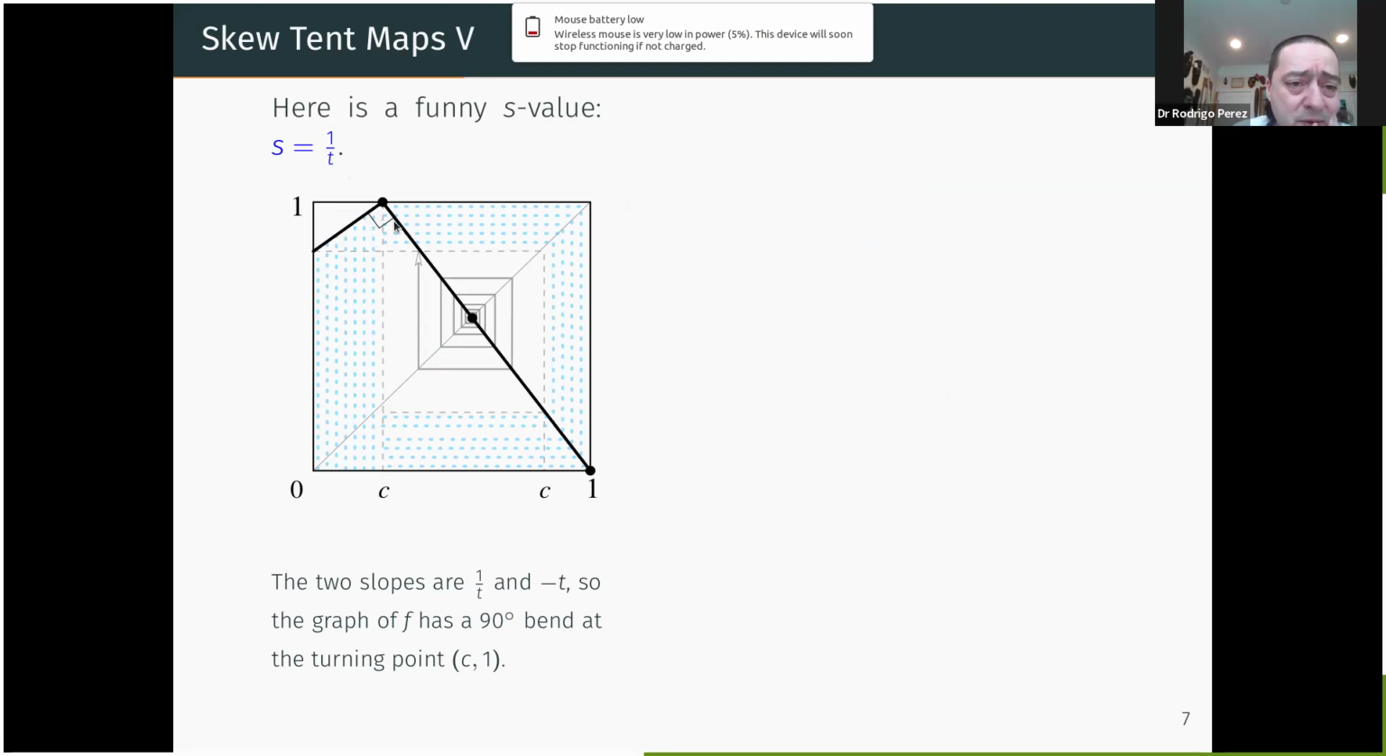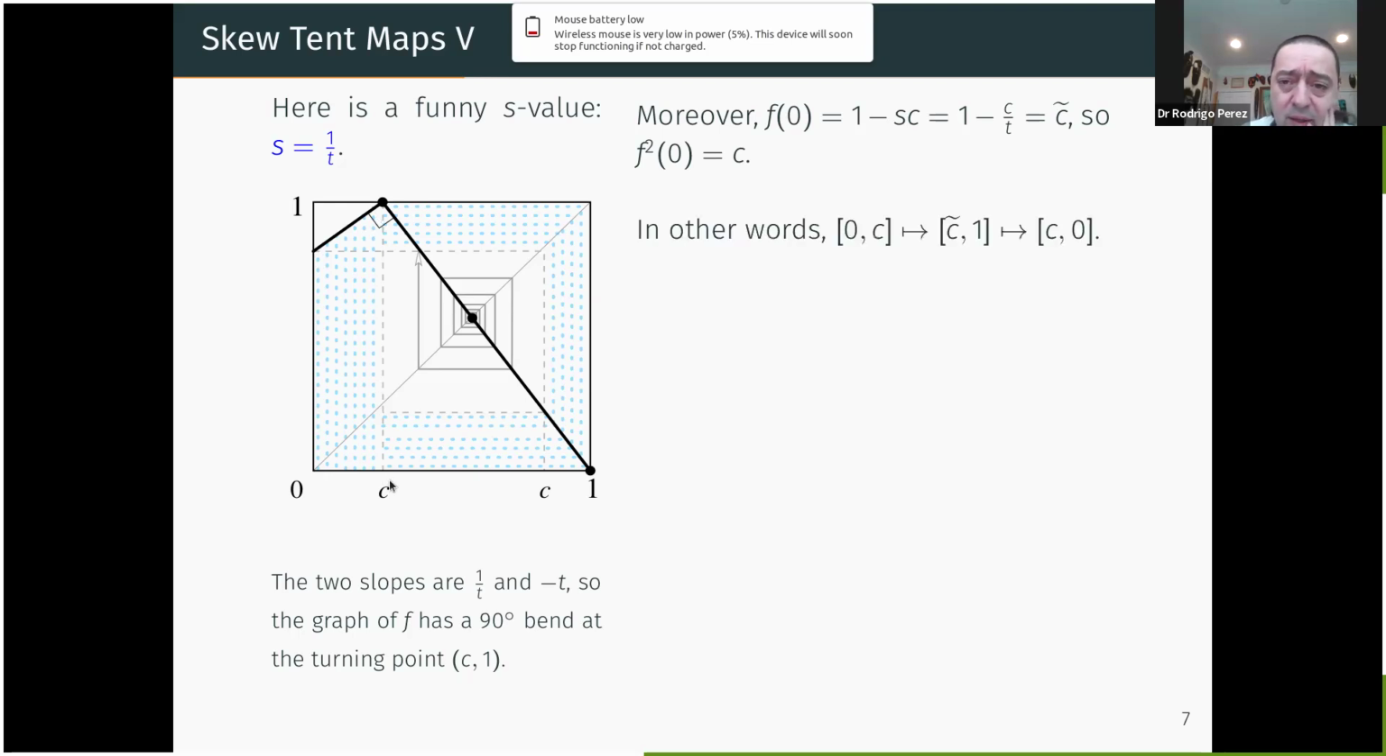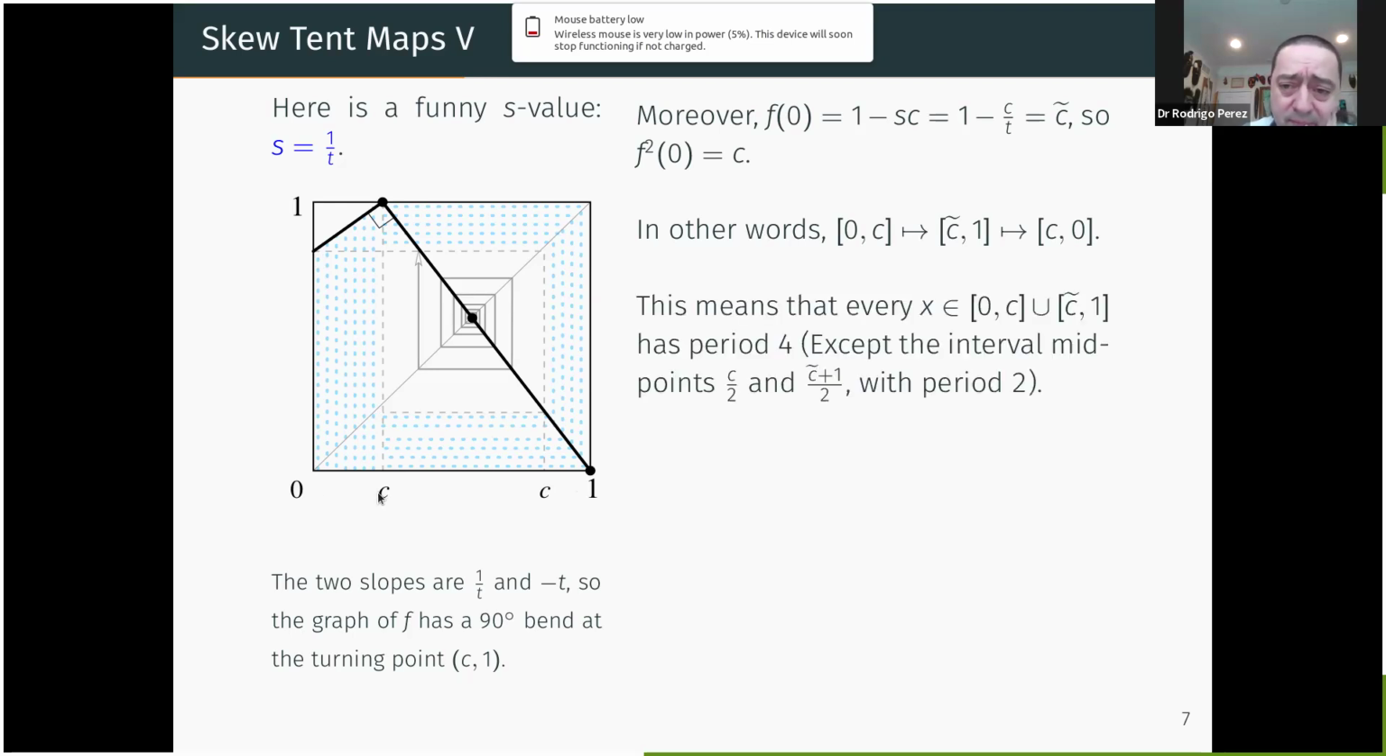And in this particular situation, fixing T and then using that to fix the value of S, we have a curious situation. C goes to 1, which goes to 0, and 0 goes to C tilde, which goes to C. And that means that the interval 0 to C has to map to the interval C tilde to 1, and the interval C tilde to 1 maps back to the interval 0 to C with an orientation reversal. And that means that every single point in this interval has period 4 because of the orientation reversal, except of course the point in the center, which is going to have period 2.